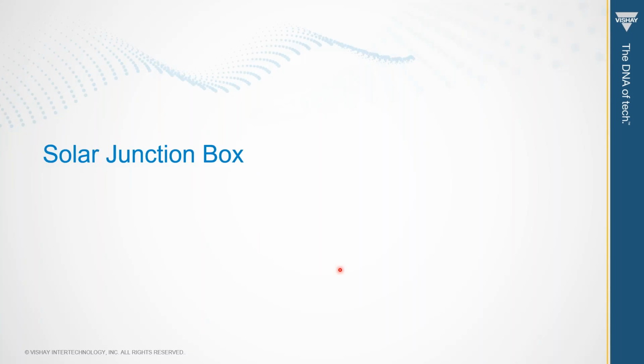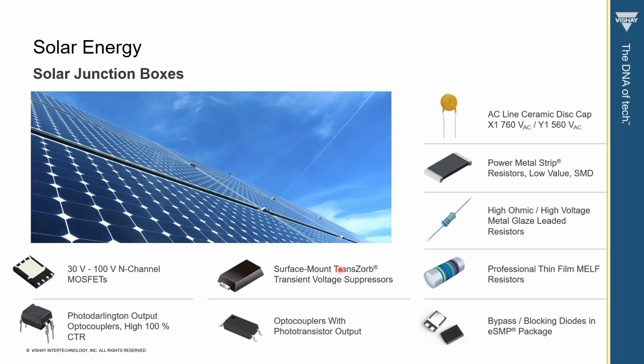And the last one I will cover is the solar junction box. For the solar junction box, this is the product that Vishay is offering. We have the 30 volt to 100 volt N-channel MOSFET, photo Darlington output optocoupler, the surface mount TVS, optocoupler with phototransistor output. Then there is the AC9 ceramic discrete, which I just explained on the previous slide.